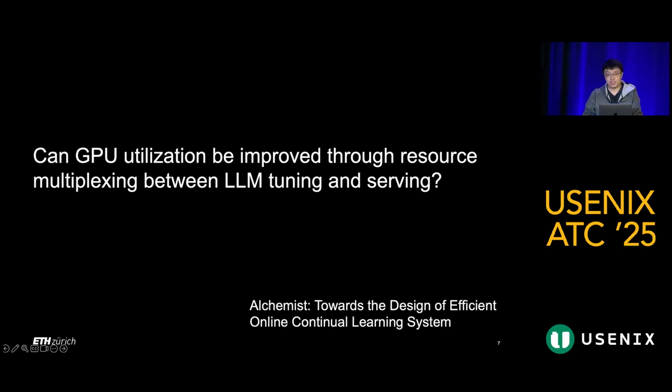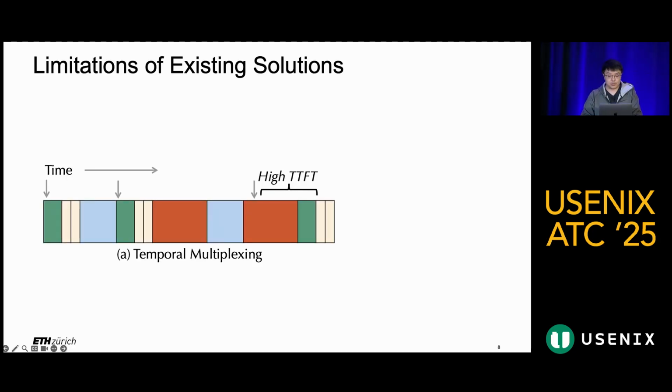Considering the low GPU utilization in LLM inference workloads and the computational characteristics of LLM inference and fine-tuning, we would like to ask: can GPU utilization be improved through resource multiplexing between LLM fine-tuning and serving? This urgent need is also mentioned in a recent paper from Microsoft Research, the title of which is listed here. So we tried to solve this problem using existing solutions but failed.